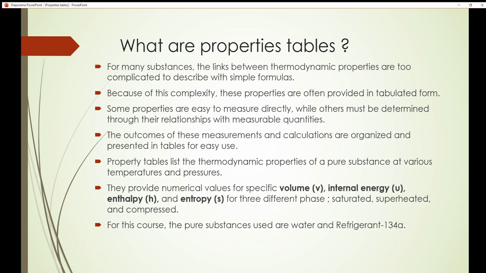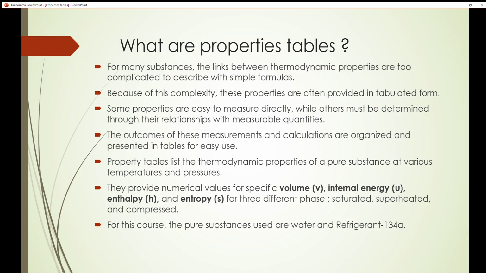For many substances, the link between thermodynamic properties is too complicated to describe with simple formulas. Because of this complexity, these properties are often provided in tabulated form. Some properties are easy to measure directly, while others must be determined through their relationship with measurable quantities. The outcomes of these measurements and calculations are organized and presented in tables for easy use. So the property tables list the thermodynamic properties of a pure substance at various temperatures and pressures.